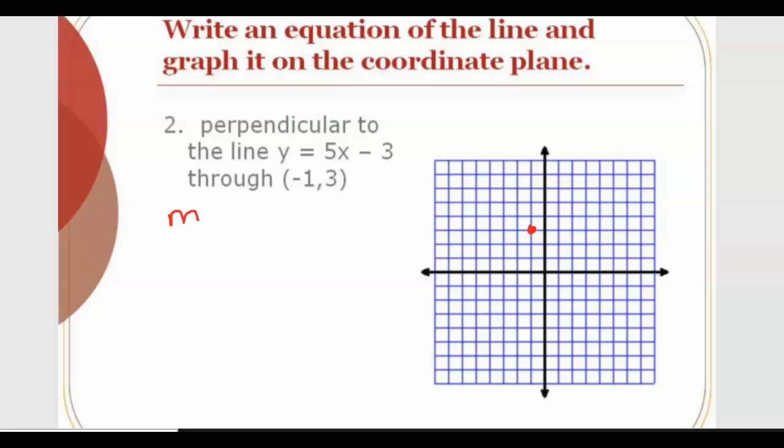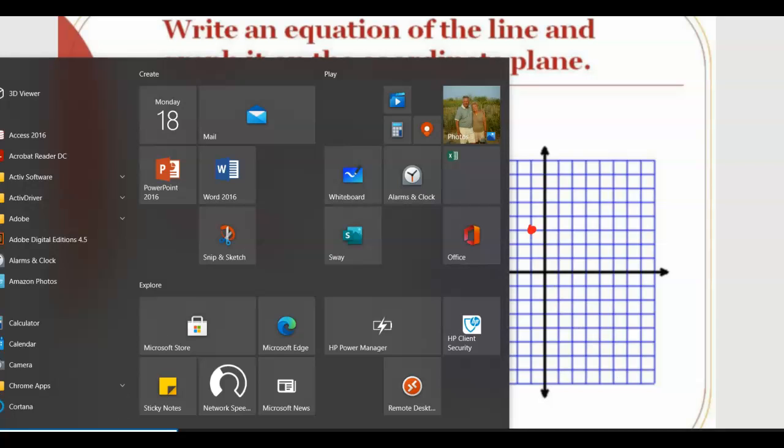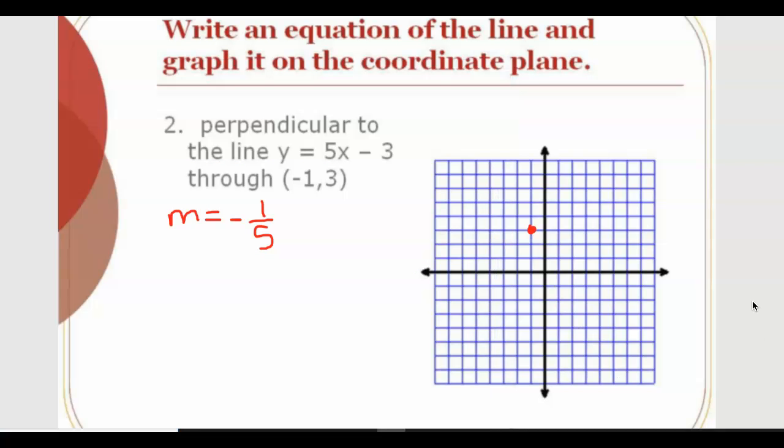My slope is going to be the opposite, so negative reciprocal 1/5. I could technically graph my line from right here because I have a point on the line and my slope. So I could go down 1 and over 5, or up 1 and left 5.